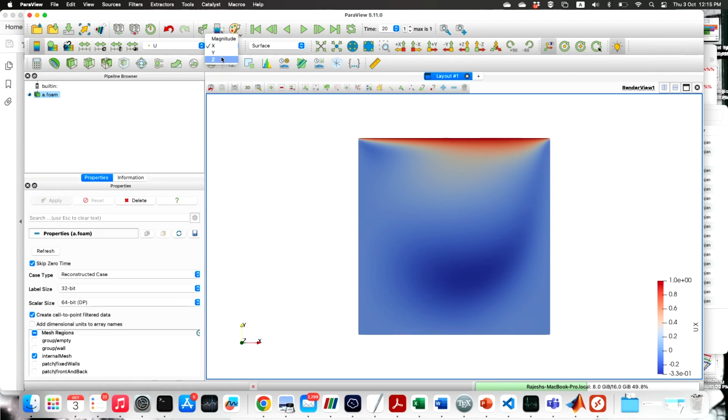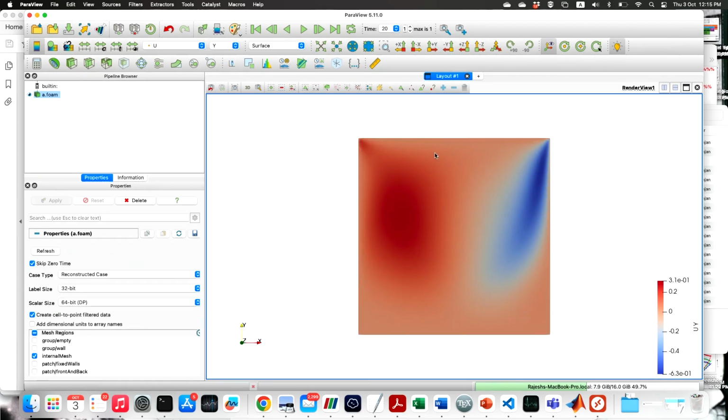And if you go to the y velocity, there was no velocity in the beginning. v was 0 everywhere in the initial condition, as we saw in the internal field, but now that has evolved here. You can also plot vorticity and many other things that you can analyze.